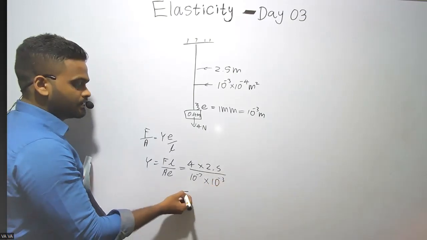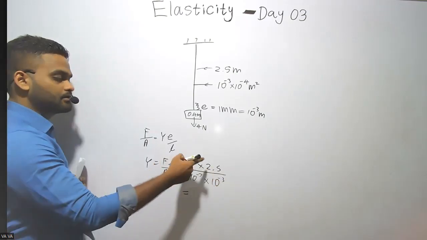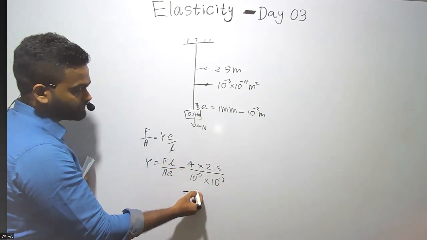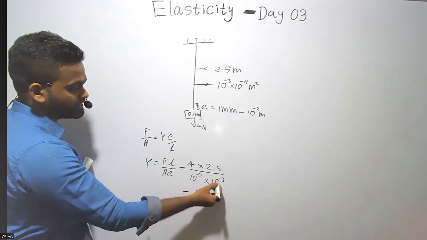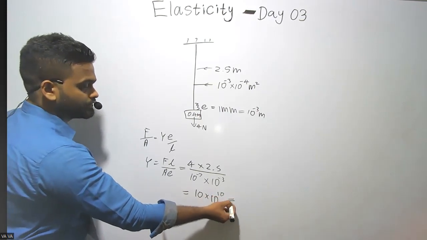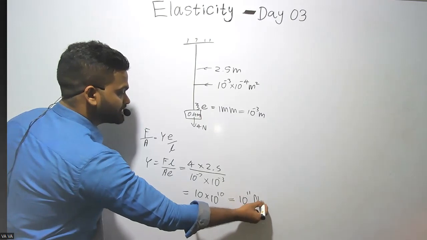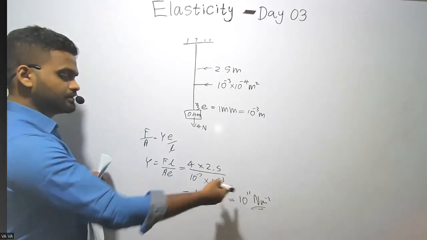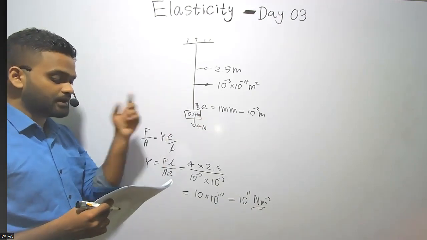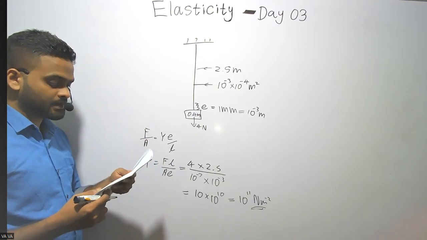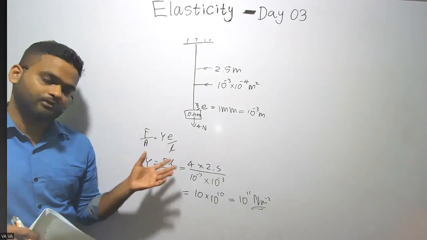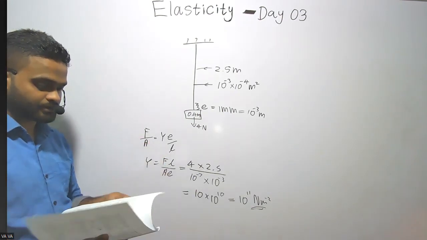So 4 times 2.5 is 10. Here you have a 10 to the power -10. When it goes up, it becomes 10 to the power +10. So the value is 10 to the power 11 Newtons per square meter. That is the Young's modulus of the material used to make this wire. That is copper, they say, right? I gave you this question just to remind you of the equation.